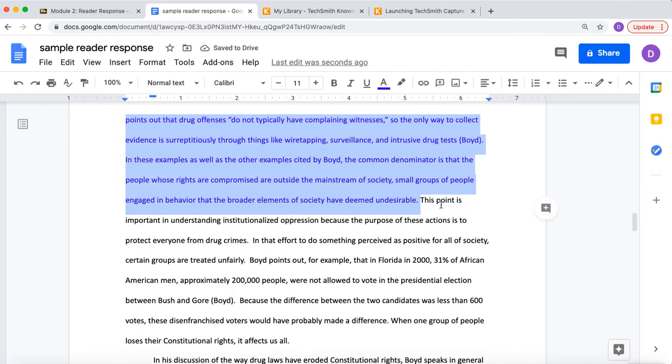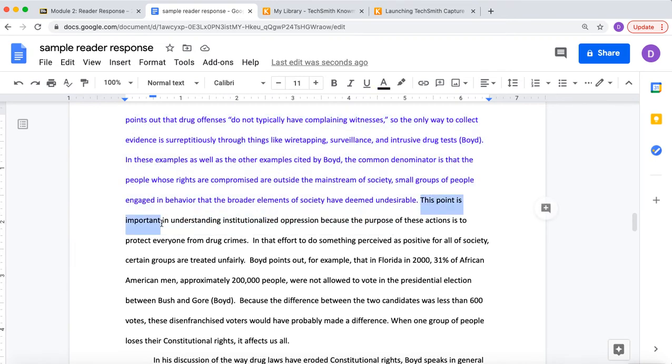And then look what happens down here. This point is important. Here's my signal that now I'm done summarizing, and I'm going to tell you why I think this is important in my own thinking. So this point is important for me in understanding institutionalized oppression, because remember, that's my subject. I want to study institutionalized racism, because the purpose of these actions is to protect everyone from drug crimes. In that effort to do something perceived as positive for all of society, certain groups are treated unfairly.